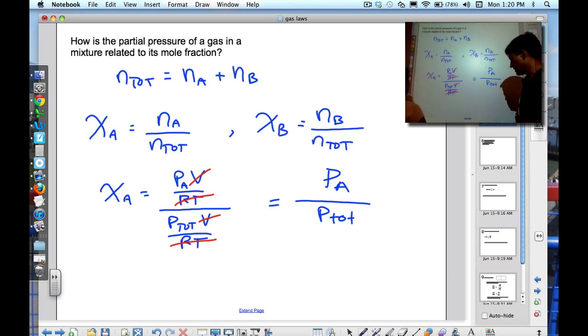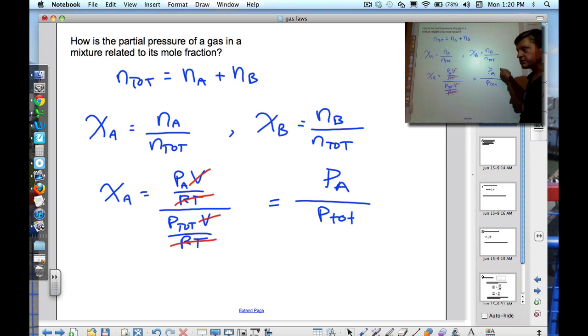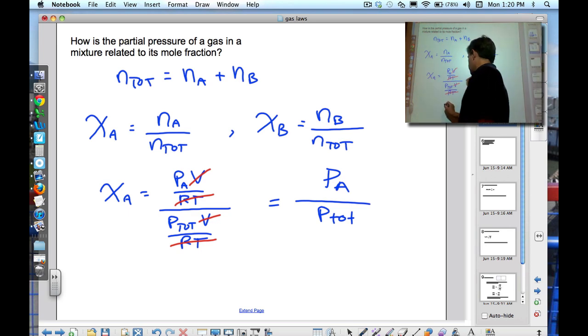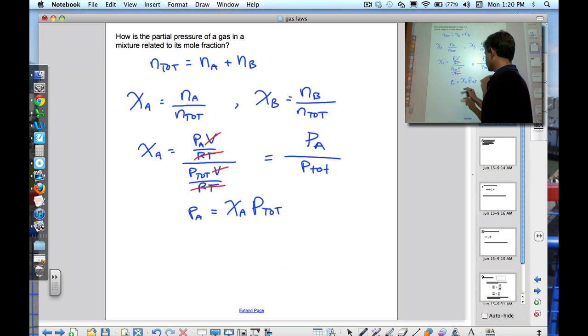Excellent, excellent. So what that gives us is that the mole fraction of a gas in a mixture is simply equal to the ratio of the partial pressure of that gas to the total pressure. Or another way of writing it would be to say that the partial pressure of a gas in a mixture is directly proportional to its mole fraction, the proportionality constant being the total pressure, right? So I can write this for A and B.